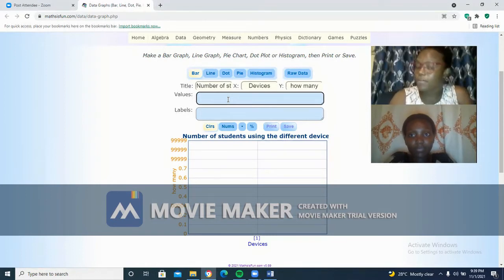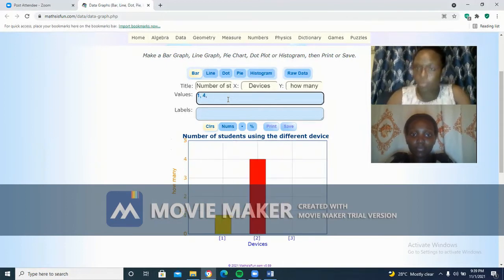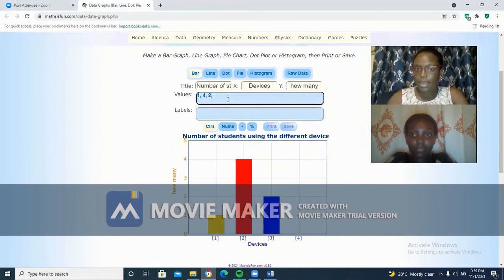So where we see values, we are going to put the number that Auntie Davia got based on the raise hand feature that she used. So for phone, we have 1 user. For a tablet, we have 4 users. For desktops, we have 2 users. And for laptops, we have 5 users.